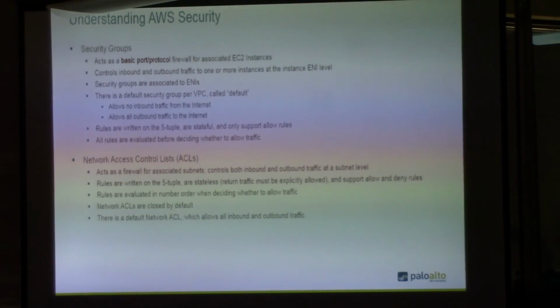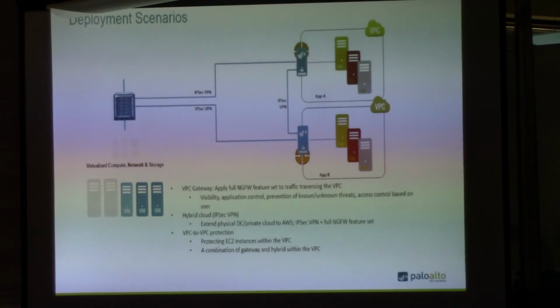But that's all you've got, which is not good enough because as soon as you spin any server up in AWS, it's going to be slammed and pinged and scanned and hit by everything that you can possibly imagine as soon as you spin it up. So as you look at the deployment scenarios and how AWS can work, you can put a firewall here in front of that.